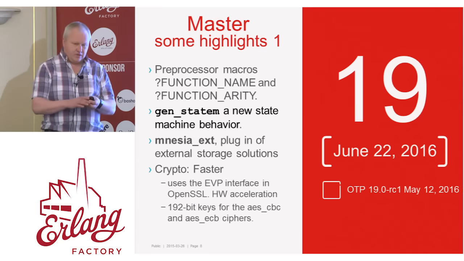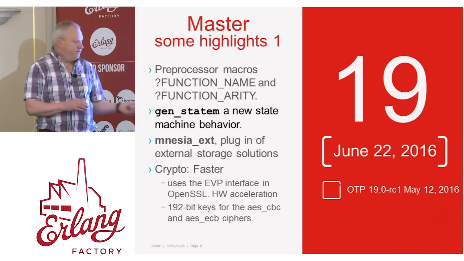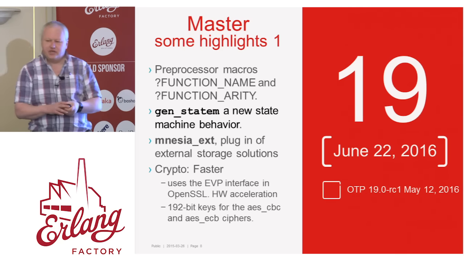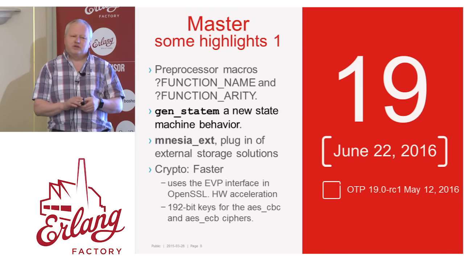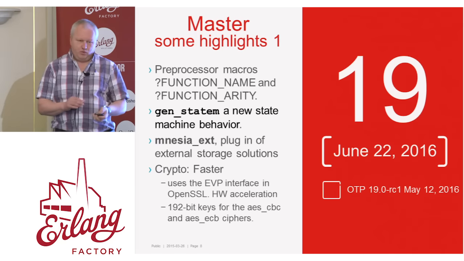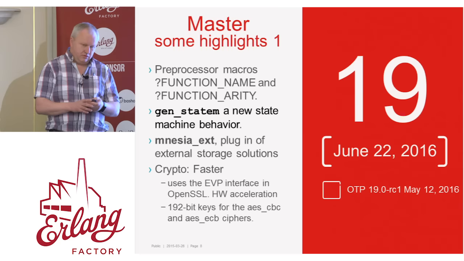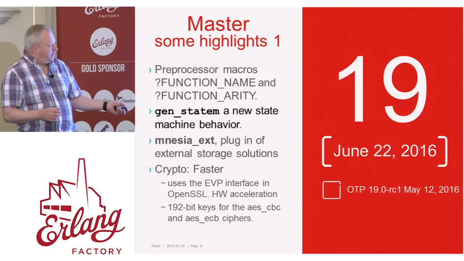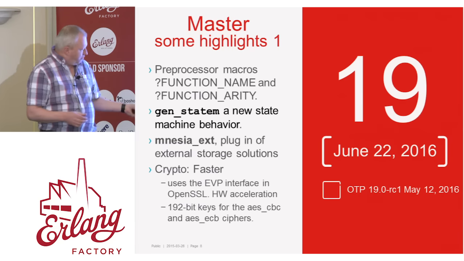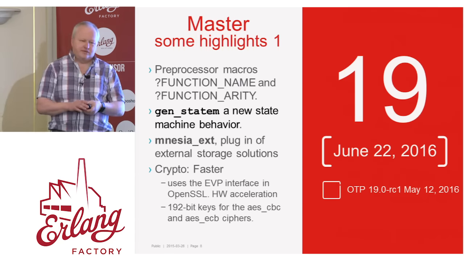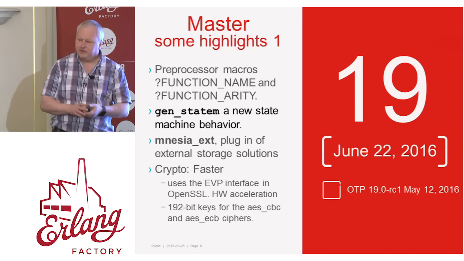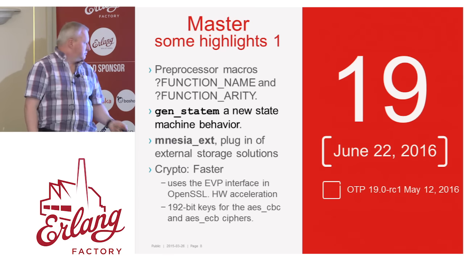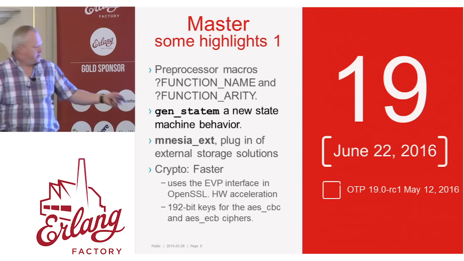Crypto. We have changed crypto to use the EVP APIs of OpenSSL, and that will give you more speed when it comes to encryption, with and without hardware acceleration. It can take advantage of hardware acceleration, but that depends on OpenSSL and how that is built. And I think it works from OpenSSL 1.0.1 or something like that. And then we have some crypto algorithm support.